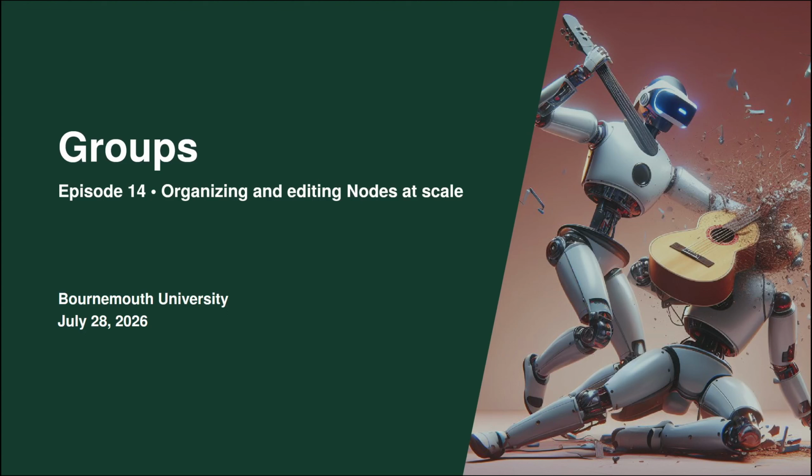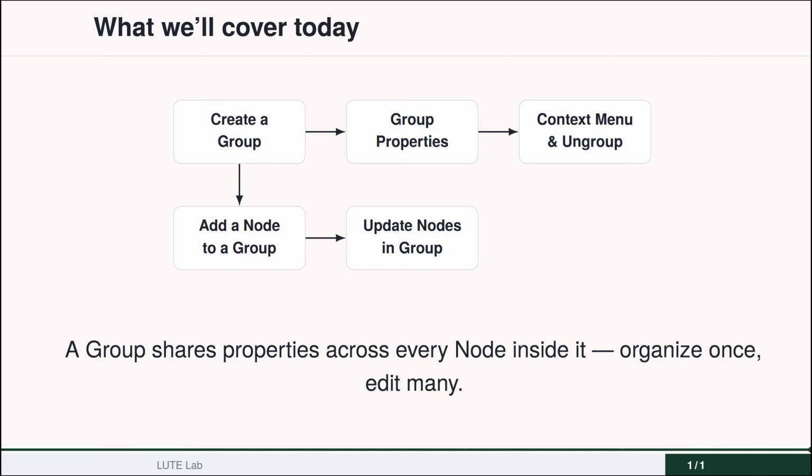In a previous video, we discussed the idea of grouping nodes together. So in this video, we'll take a proper look at groups on their own. Groups are essentially how you keep a big flow engine readable and how you edit a dozen nodes or more at once instead of one at a time. In this video, we'll cover creating a group, editing the group's properties, the context menu options for the groups themselves, and how to update nodes globally which are included in a group. Let's get into the editor and have a closer look now.